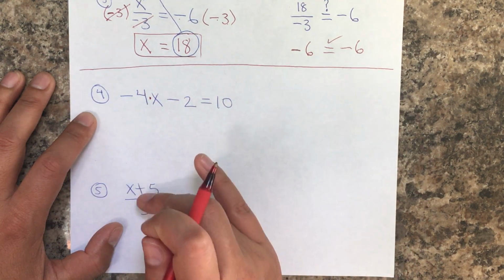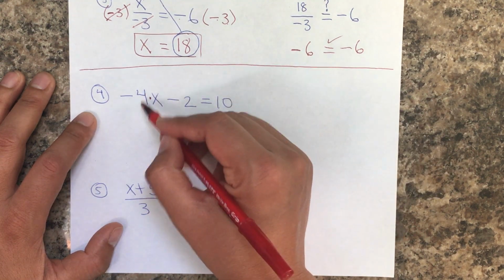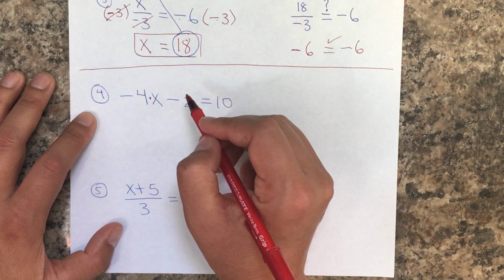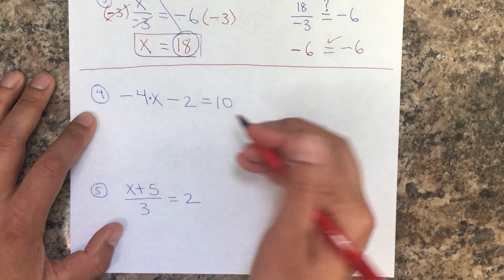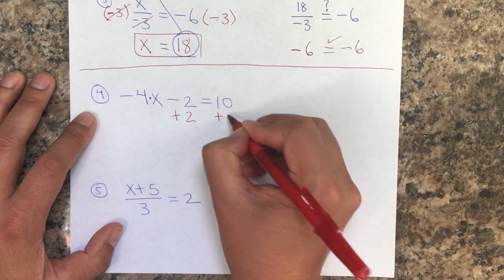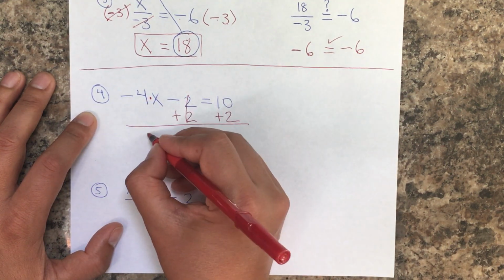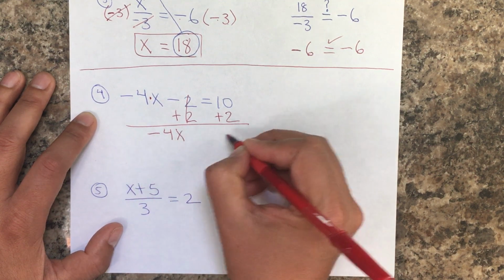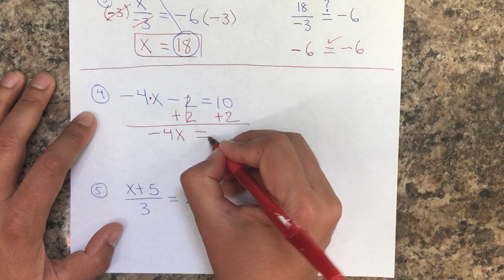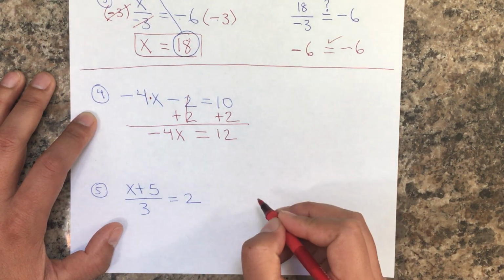Like in this one is a little bit different because of the division, but in here, if we're multiplying and then adding and subtracting, first cancel the adding and subtracting. So if we're subtracting 2, the opposite is to add 2. We get negative 4x is equal to 10 plus 2 is 12.